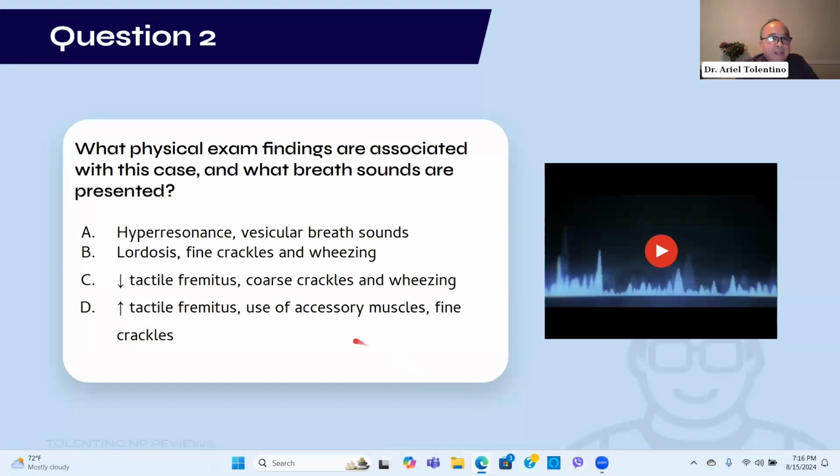Now, would this be A, hyperresonance with vesicular breath sounds? Would that be B, the vertebral positioning of lordosis with fine crackles and wheezing? Would it be C, Charlie, with decreased tactile fremitus, coarse crackles and wheezing? Or would it be D, Delta, with increased tactile fremitus, use of accessory muscles of respiration and fine crackles? So go ahead and please answer.